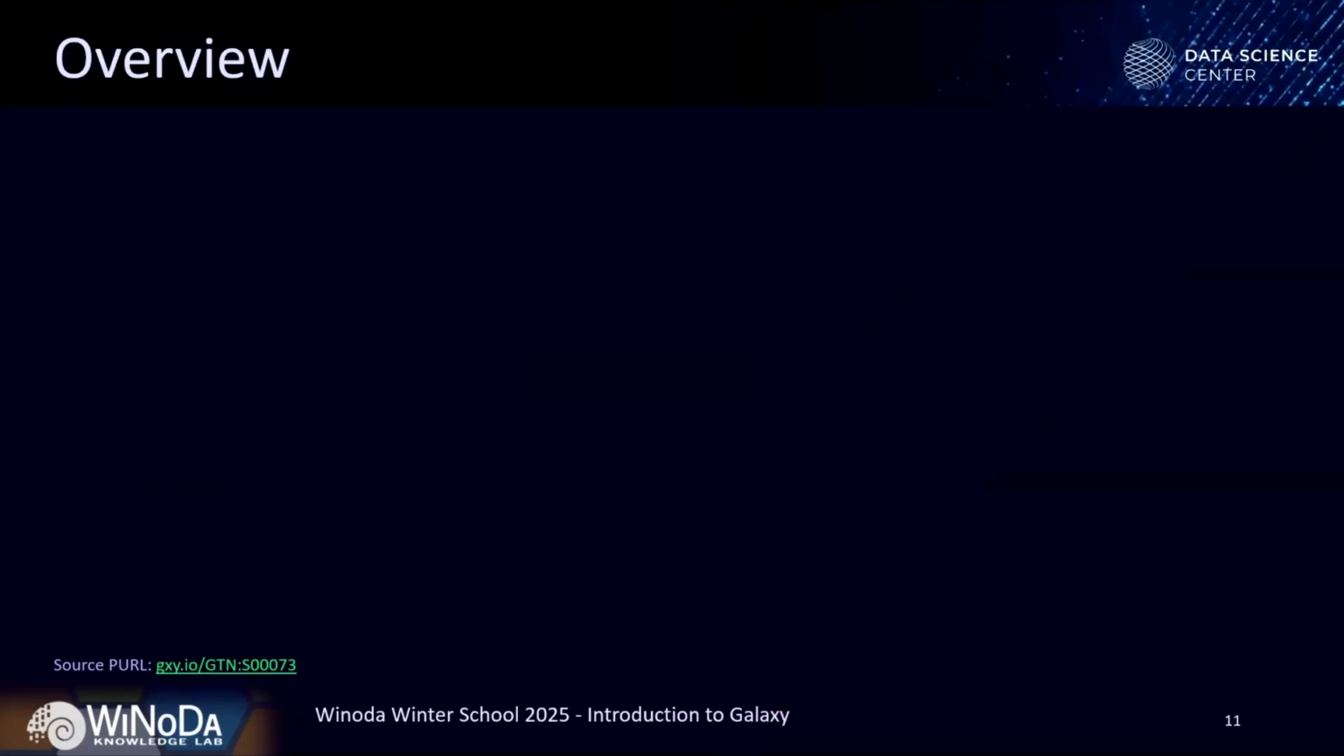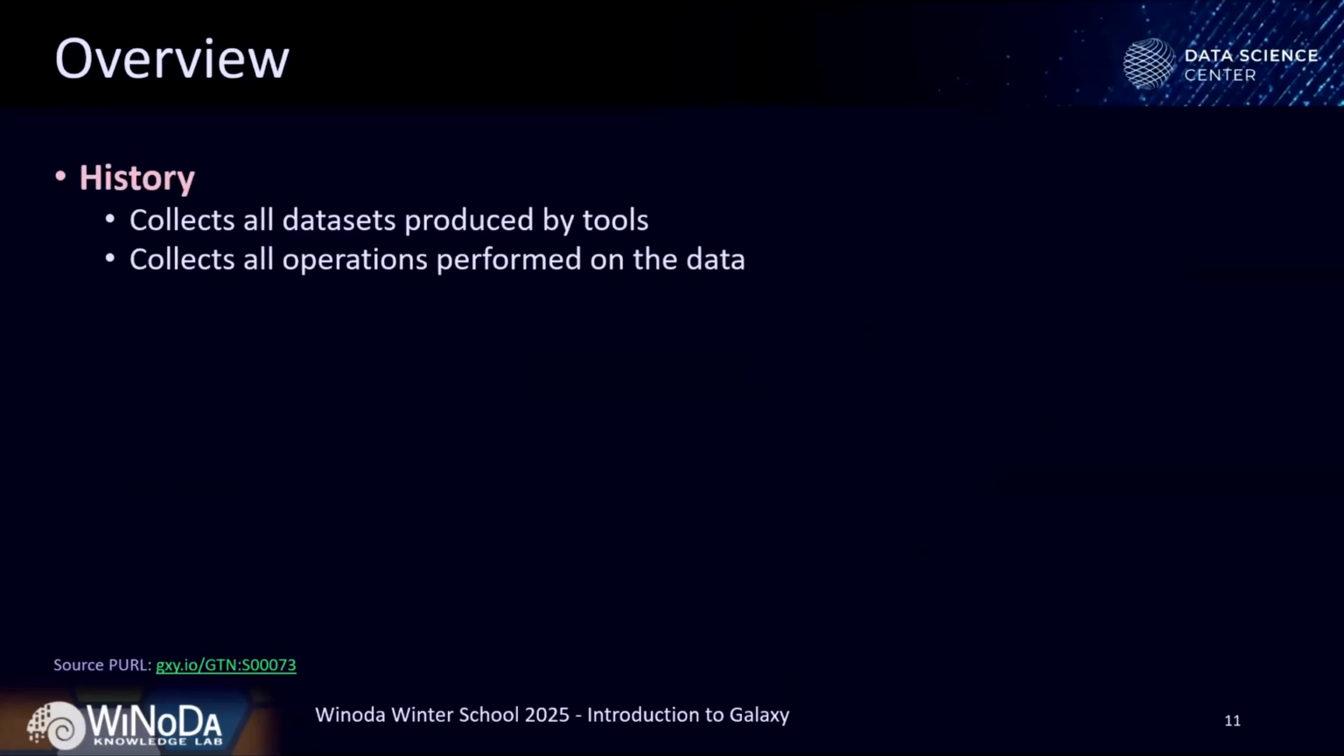I will give you an overview about the functions in Galaxy. First, we have a history. There, all the data sets that are produced by tools we used are collected, as well as all the operations performed on the data, so that you can always go back, you can always see what you did exactly and repeat everything if you want to or have to.